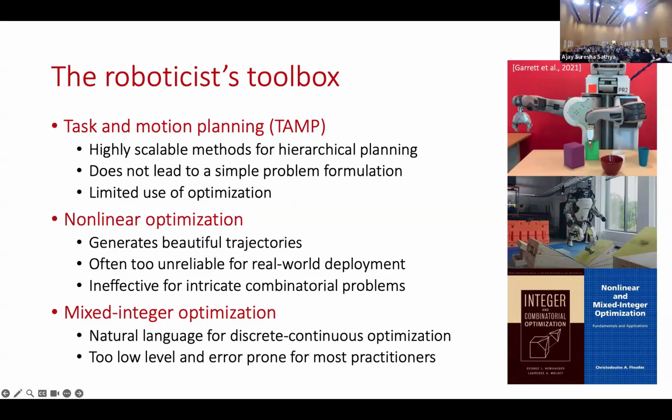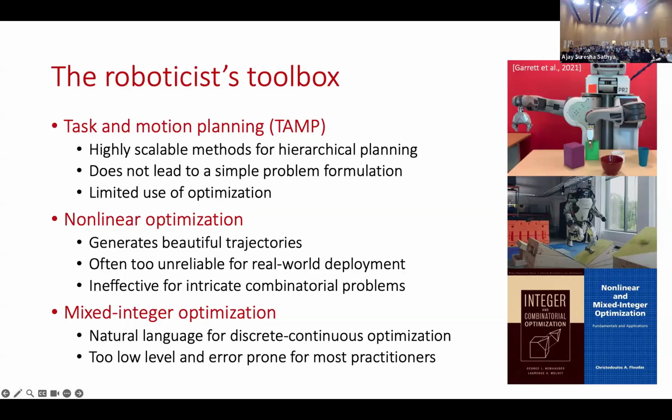Many speakers today spoke about nonlinear programming approaches to problems involving also some sort of discrete decision-making, for example, complementarity constraints. This can be very effective in some cases. However, in the general case, they are often not reliable enough for deployment in the real world. And also, I don't feel that they are the best tool that we have to deal with intricate combinatorial optimization problems.